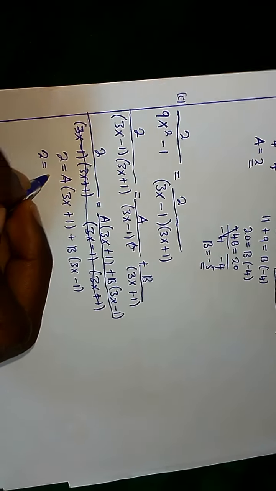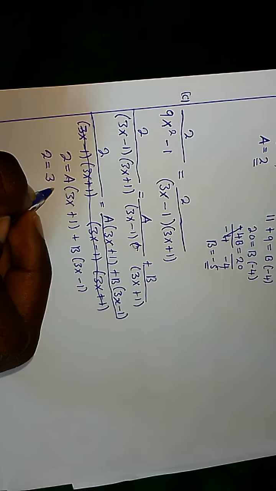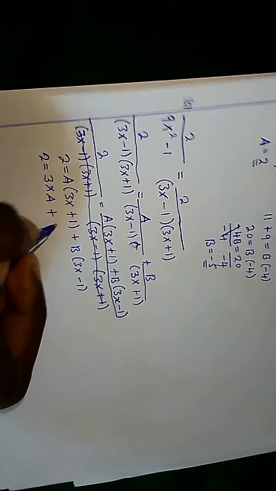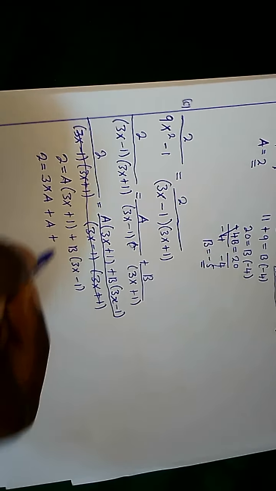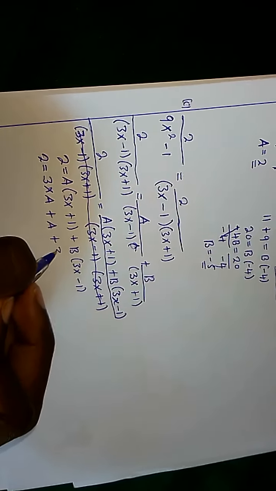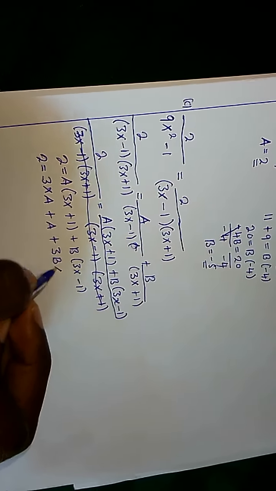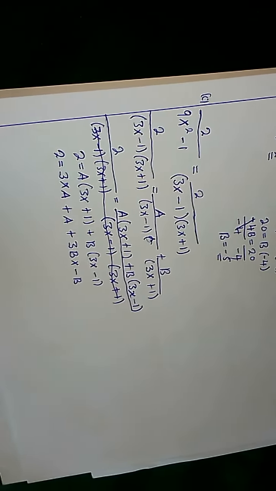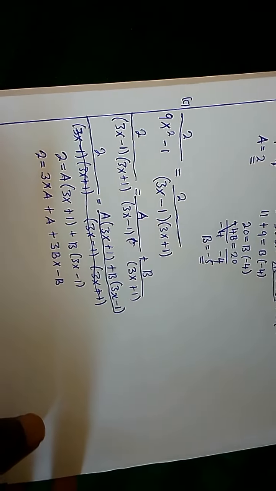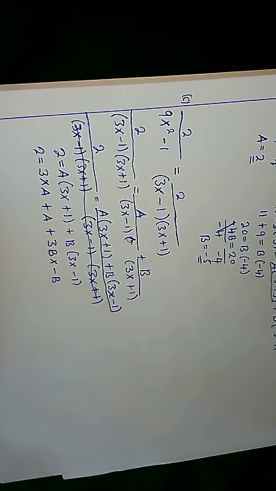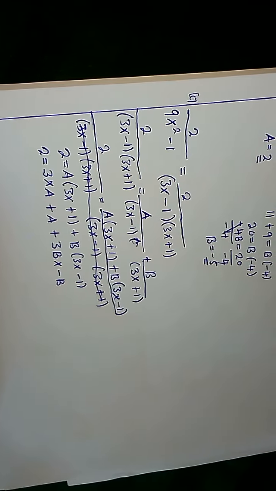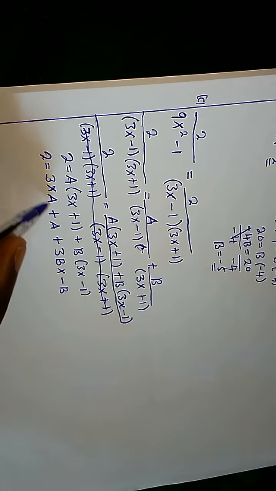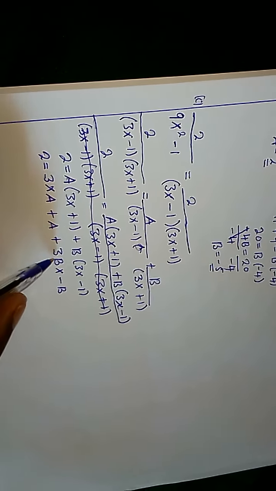A multiplied by this is going to be 3xa plus a, plus this multiplied by this, it will be 3bx minus b. Okay? Then we can say that we have 3xa plus a plus 3bx minus b.